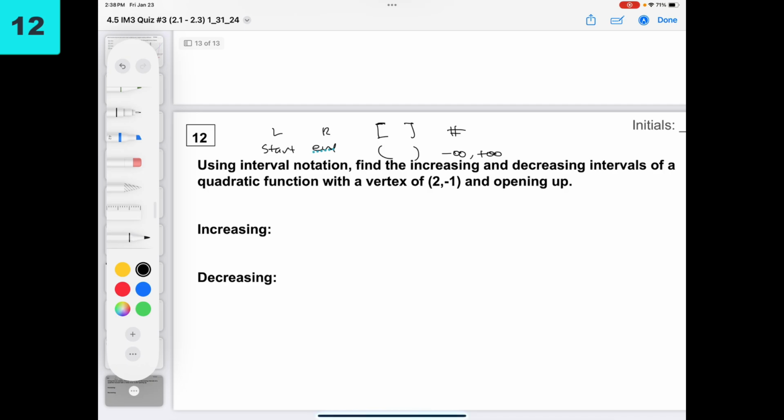Okay, so we need to determine where a quadratic function is increasing and decreasing. Quadratic just means something to the power of 2. So you can just draw something really quickly. It's upward. You might have something like that. And it says it has a vertex of right 2, negative 1. So 2, negative 1.